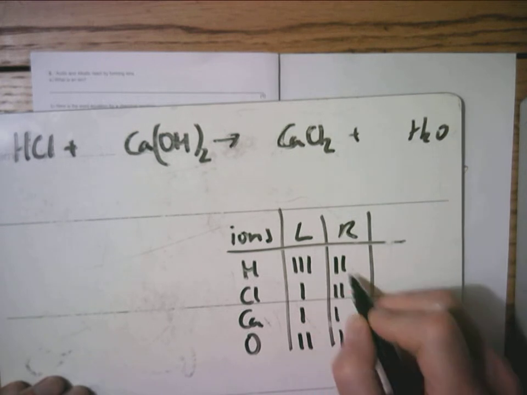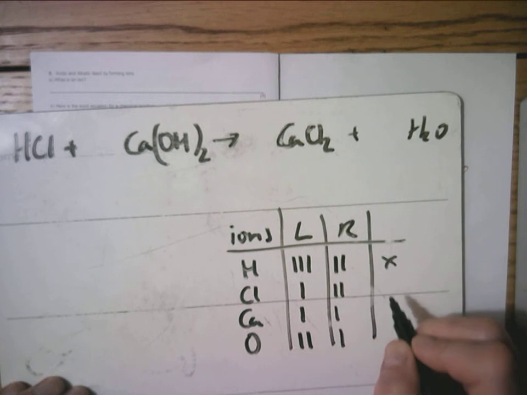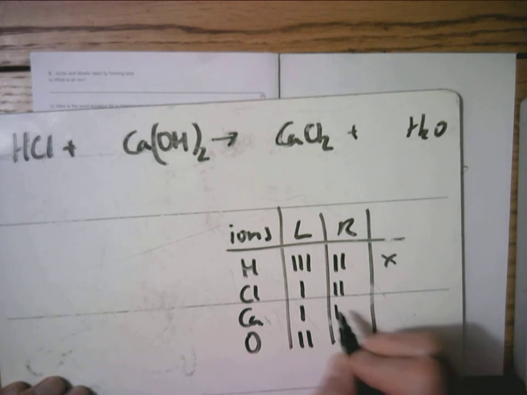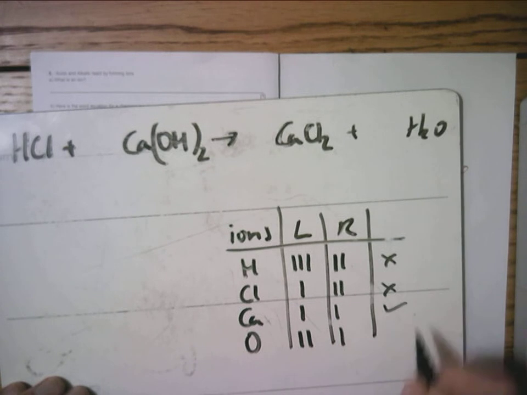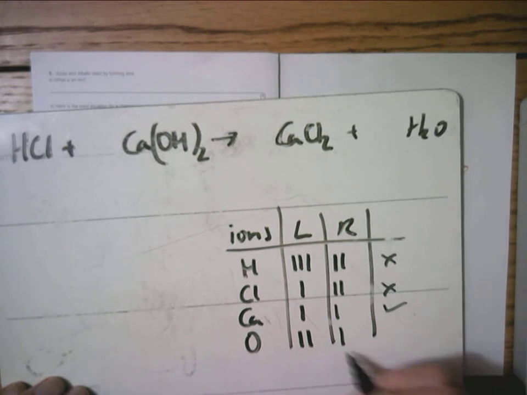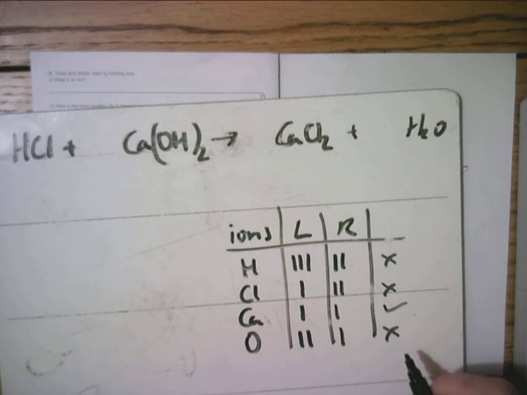Hydrogens, 3 is turning into 2. That's not balanced, that's no good. Chloride, 1 is turning into 2. That's not balanced, that's no good. Calcium, 1 and 1, we're happy with that. Oxygens, 2 turns into 1. We're not happy with that.